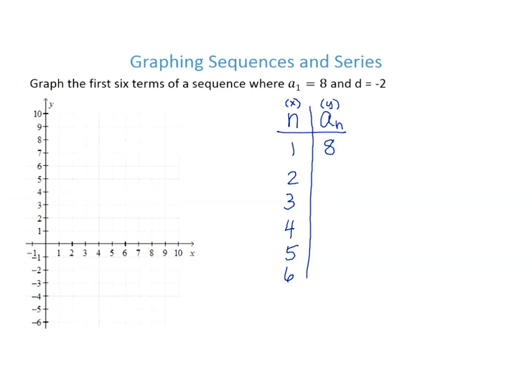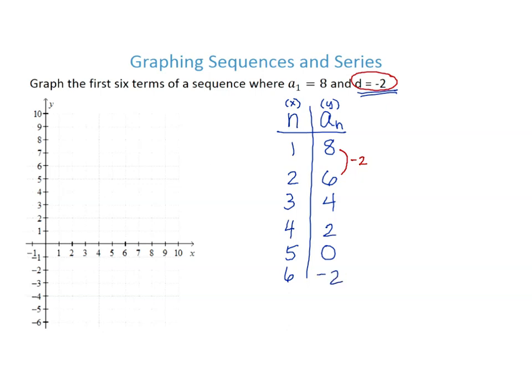So the common difference that they gave me is -2, which means to get from any a sub n term to the next one, I have to subtract 2. Or you could think of it as adding -2. Same thing. So if I add -2, I get 6. And now that common difference remains consistent all the way through. So I do it again. 6 minus 2, 4. 4 minus 2, 2. 2 minus 2, 0. 0 minus 2, -2.